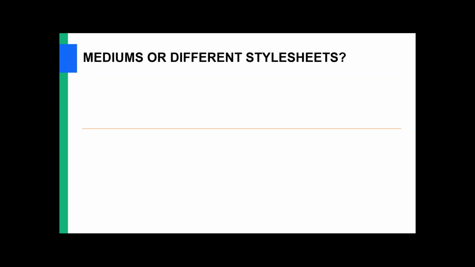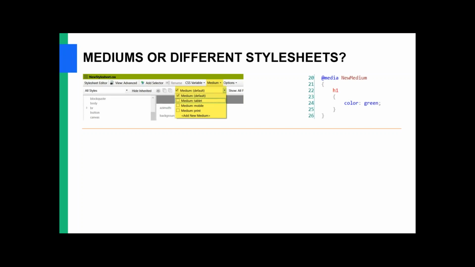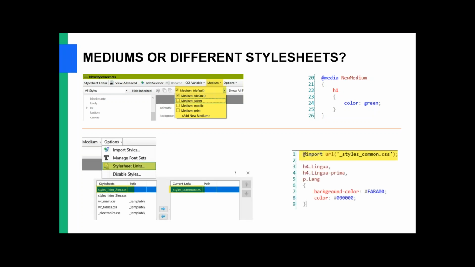And to add a medium, open your style sheet and click on medium, then click on add new medium and simply give it a name. Talking about style sheets in general, maybe not all of you know that they can be linked together, resulting in the sum of the rules included in each style sheet. To link a style sheet into another one, open the second one, click on Style Sheet Links, then select the style sheet to link.